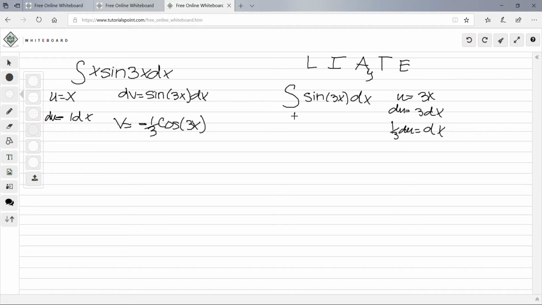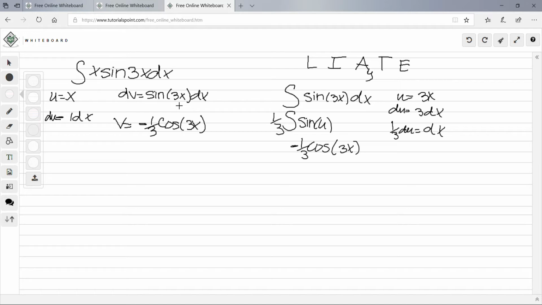So it's the integral of sine of u, and then this 1/3 can go in front because it's a constant. The integral of sine is negative cosine, so it would be negative 1/3 cosine of 3x, because u is 3x. So that's how I got negative 1/3 cosine of 3x.